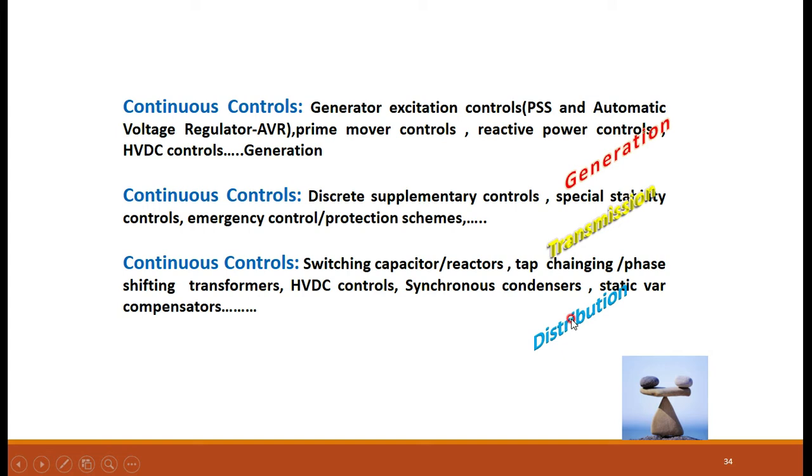And in the case of the distribution level, we have switching capacitors and reactors, tap changing and phase shifting transformers, HVDC control, synchronous condenser, and static power compensator. They are used for improving the power factor of the distribution network as well as the voltage profile. They are feeding in reactive power, that is a leading power factor, by different methods: using synchronous condenser, static power compensator, and switching capacitor. All those help to improve the system voltage as well as the power factor of the load.